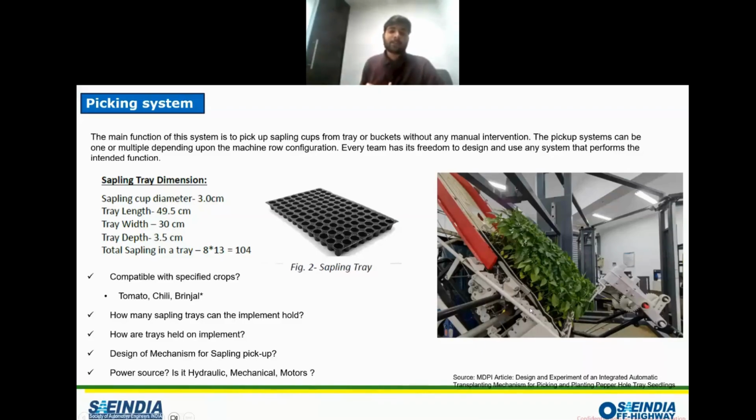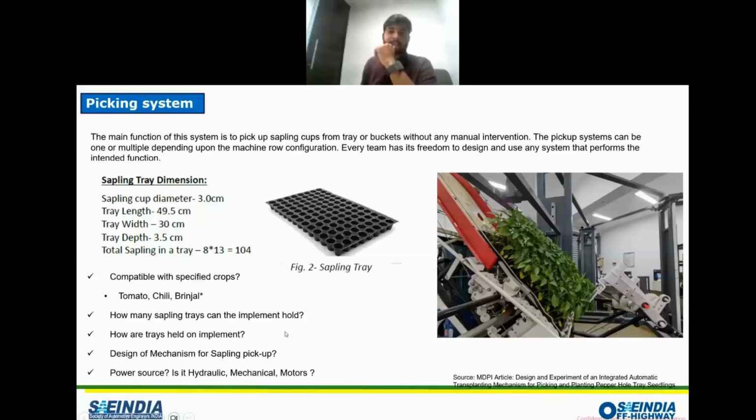And then how many sapling trays that implement can hold, because when you see the field diagram, there we have some kind of spacing requirement, and for the specific length we need to run, there will be a requirement of saplings which need to be there on the machine. So you should understand how many saplings will be there on the machine and how the movement will be controlled for the pickup. Then how the trays are held on the implement, it may be some kind of horizontal placement, but you need to understand how that operation will be completed while the pickup is required at the machine or at the specific location.